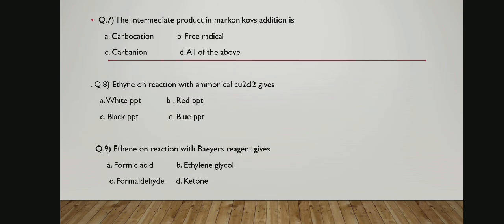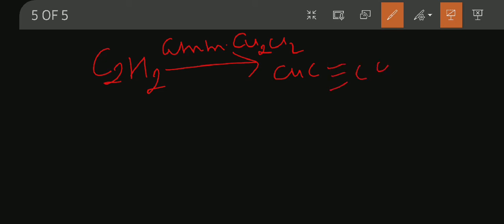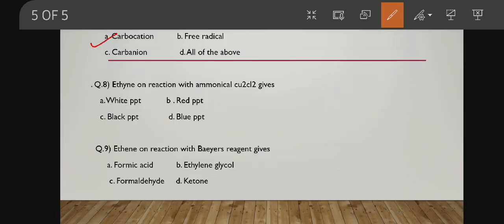Here we will see 3 different questions. The intermediate product in Markovnikov's addition is carbocation, the right answer. Ethyne on reaction with ammoniacal Cu2Cl2 gives. Here ethyne on reaction with ammoniacal Cu2Cl2 will give CuC triple bond CCu, and it will be the red ppt. So we will go with option B, red ppt.